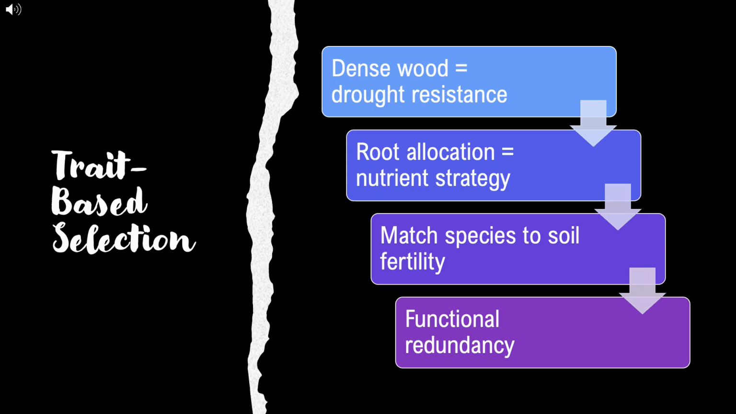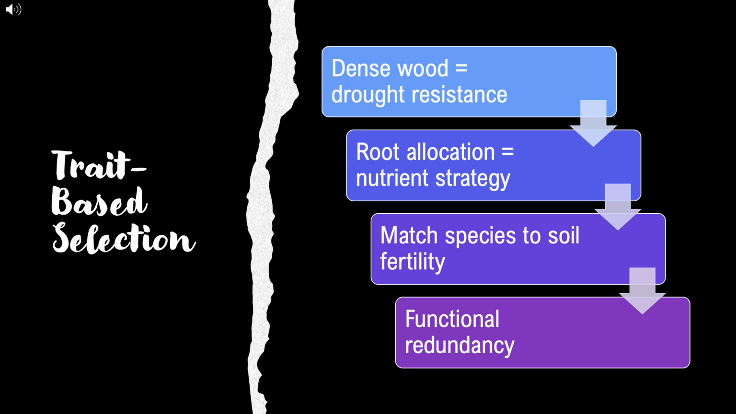One of the most practically useful frameworks for plant selection and tropical design is trait-based selection. Choosing species not just by name or aesthetics, but by the functional traits that determine how they'll perform in your specific site conditions. Let's walk through the 4 key trait categories on the slide.